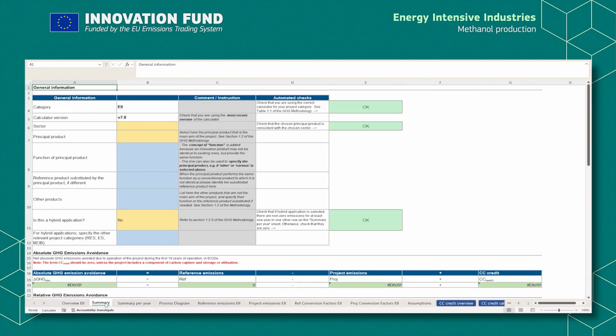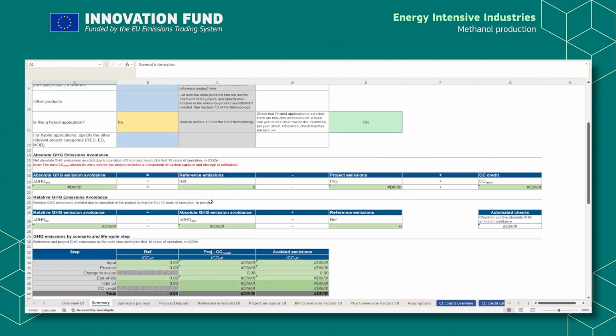The second tab of the tool is a summary tab. Here, you will be able to enter the high-level details about your project. Once we have filled in the tool, this table will show us the overall results for our example project.